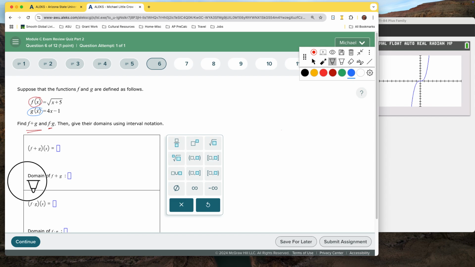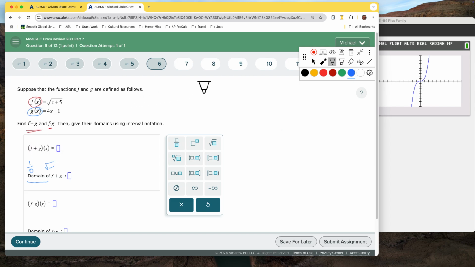Whenever we have a domain question, remember that's always about what x values we can use. We have two things we have to take out of the domain: either division by 0, so we'll check and see if that's an issue, or the one other thing we can't have is negatives inside of a square root. So we'll look at both of those when we get to that part.